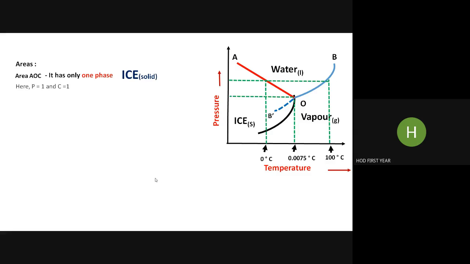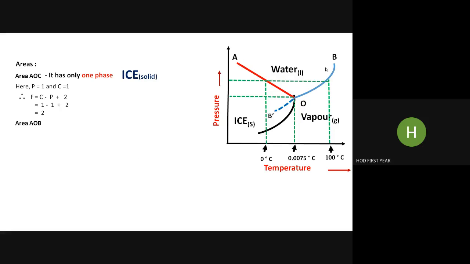Then we describe the areas, 3 areas. First is the ice area. Here obviously phase 1, component 1, so F becomes 2. So this area is bivariant. Here we need to fix both pressure and temperature simultaneously. Then only can we define the equilibrium at any point in this area.